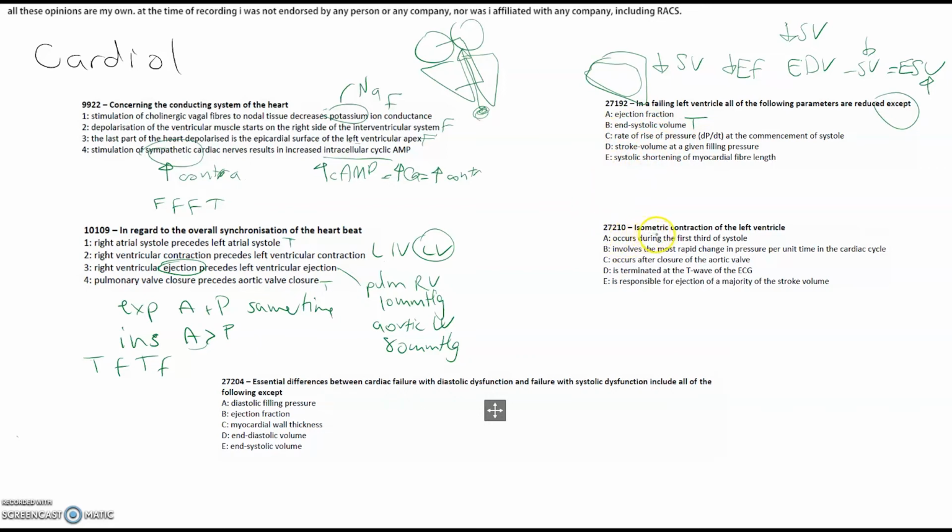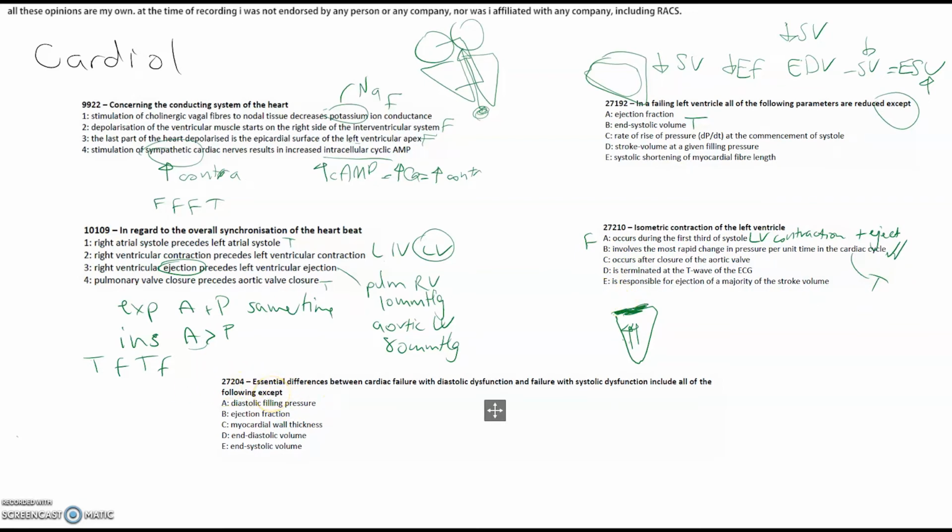All right, isometric contraction of the left ventricle. So this is when the left ventricle begins to contract against a closed aortic valve and against a closed mitral valve. So does it occur in the first third of systole? No, systole is actual left ventricular contraction and ejection. So this can't be true. So this is going to be false. Again, we're just looking for the one correct answer. Involves the most rapid change in pressure per unit time of the cardiac cycle. Absolutely, this is correct. You are squeezing this bag against a closed surface, so the pressure is going to rise tremendously. So that makes B true. Again, we don't really need to go through the rest of these, so I'll leave you to go through that in your own time.